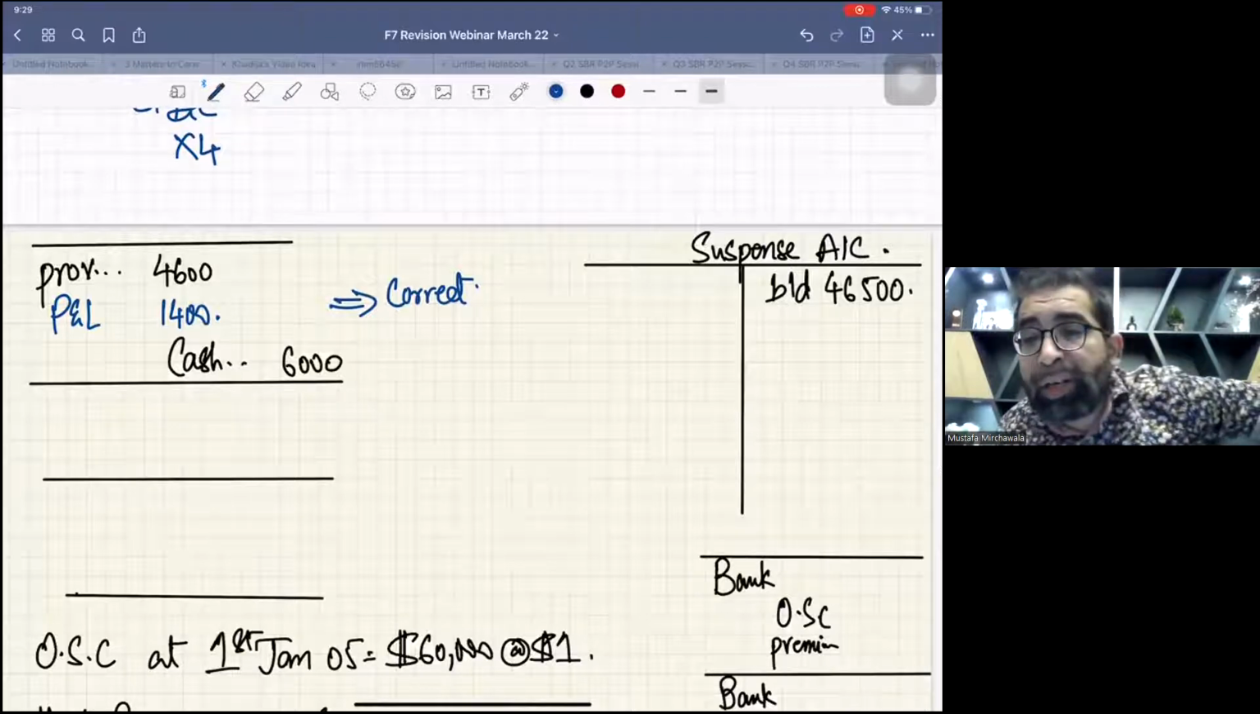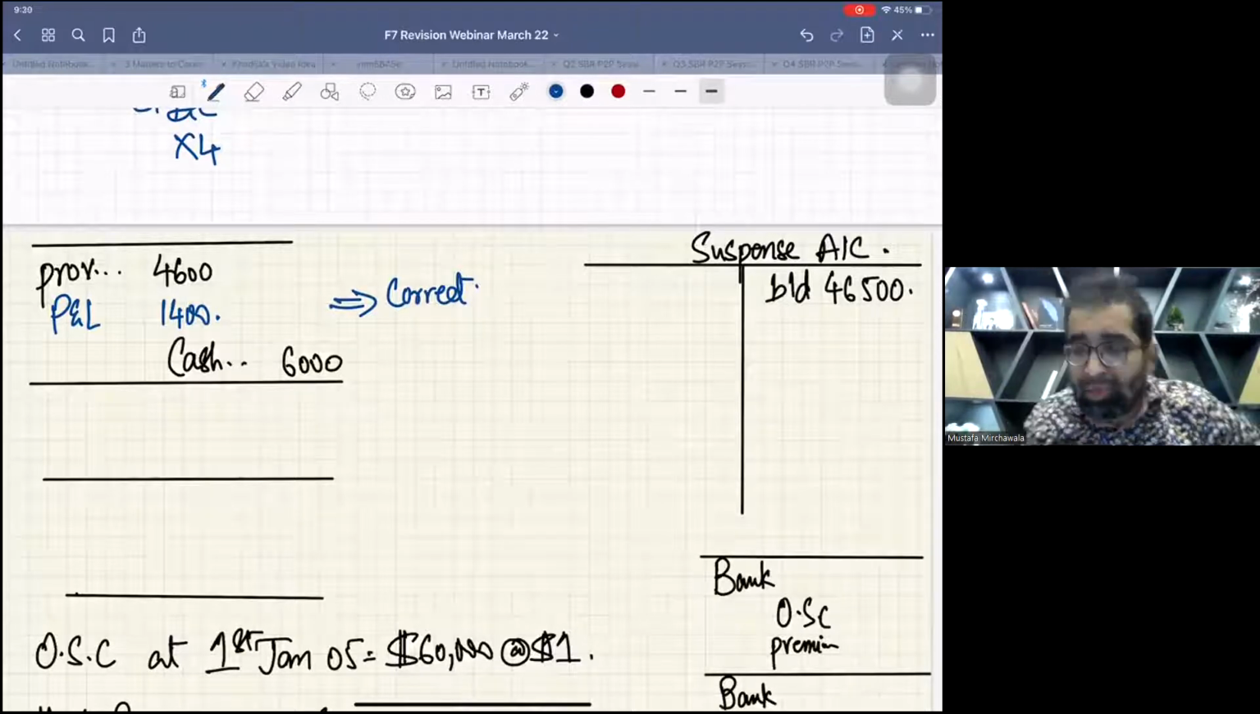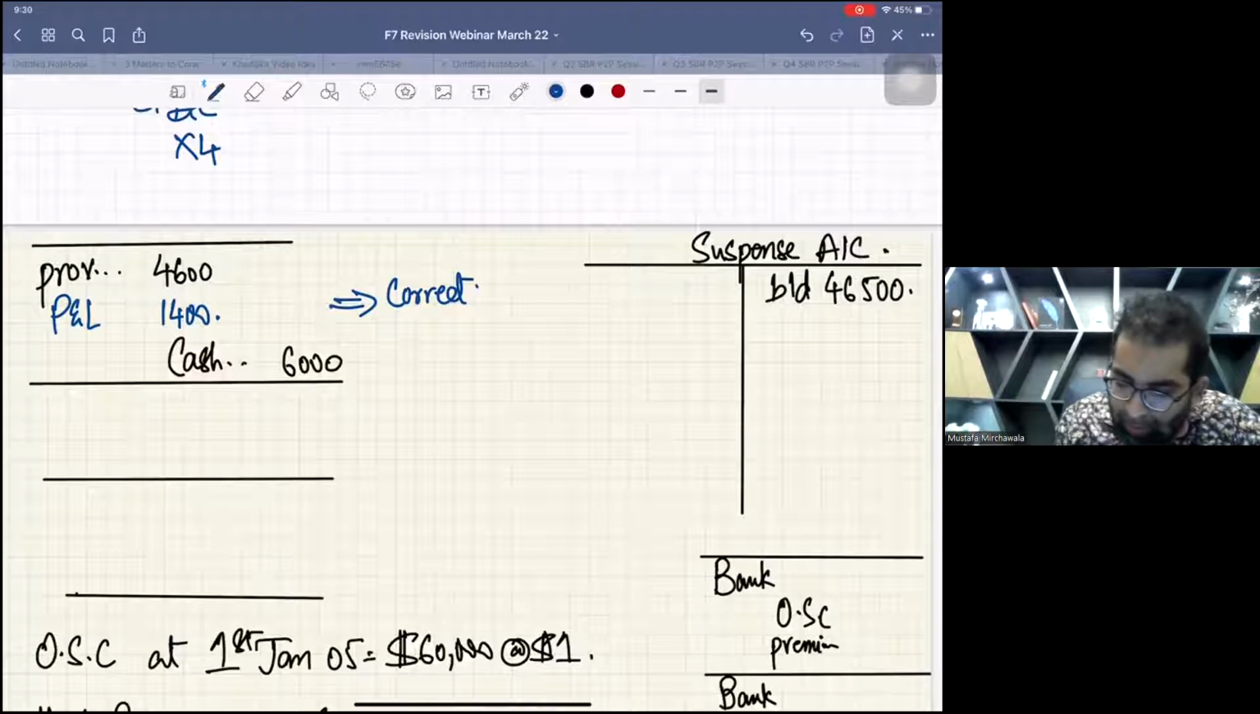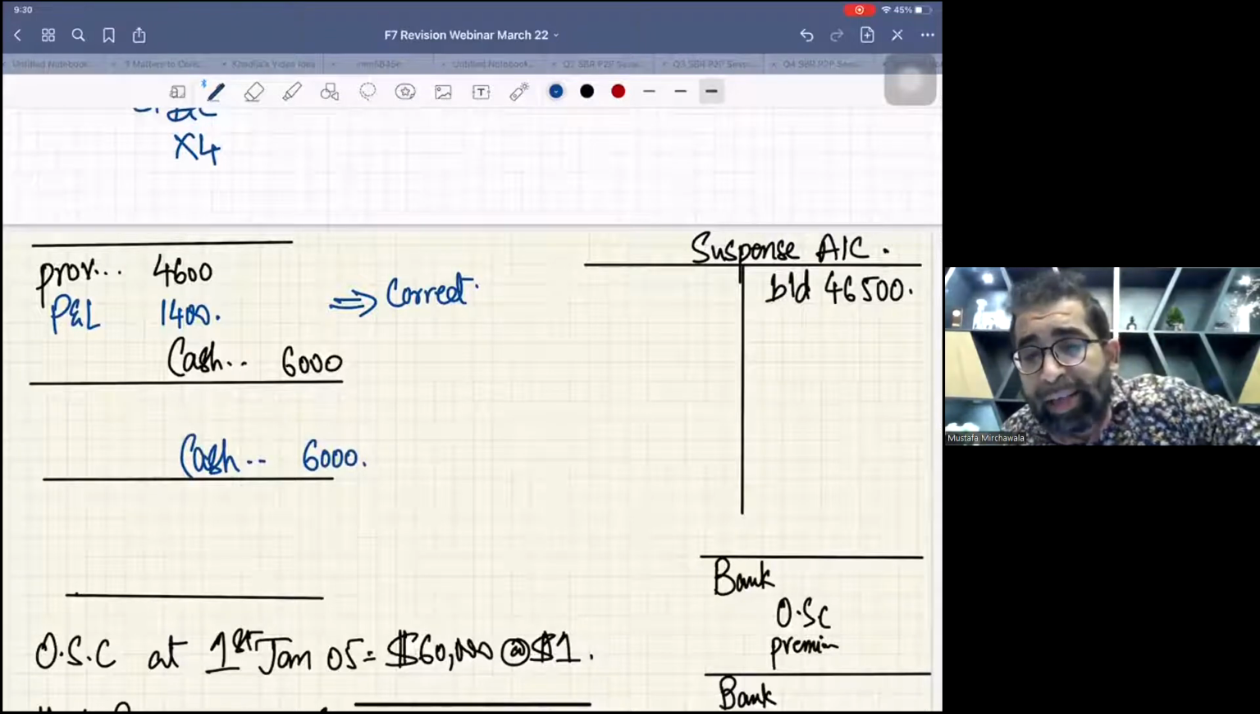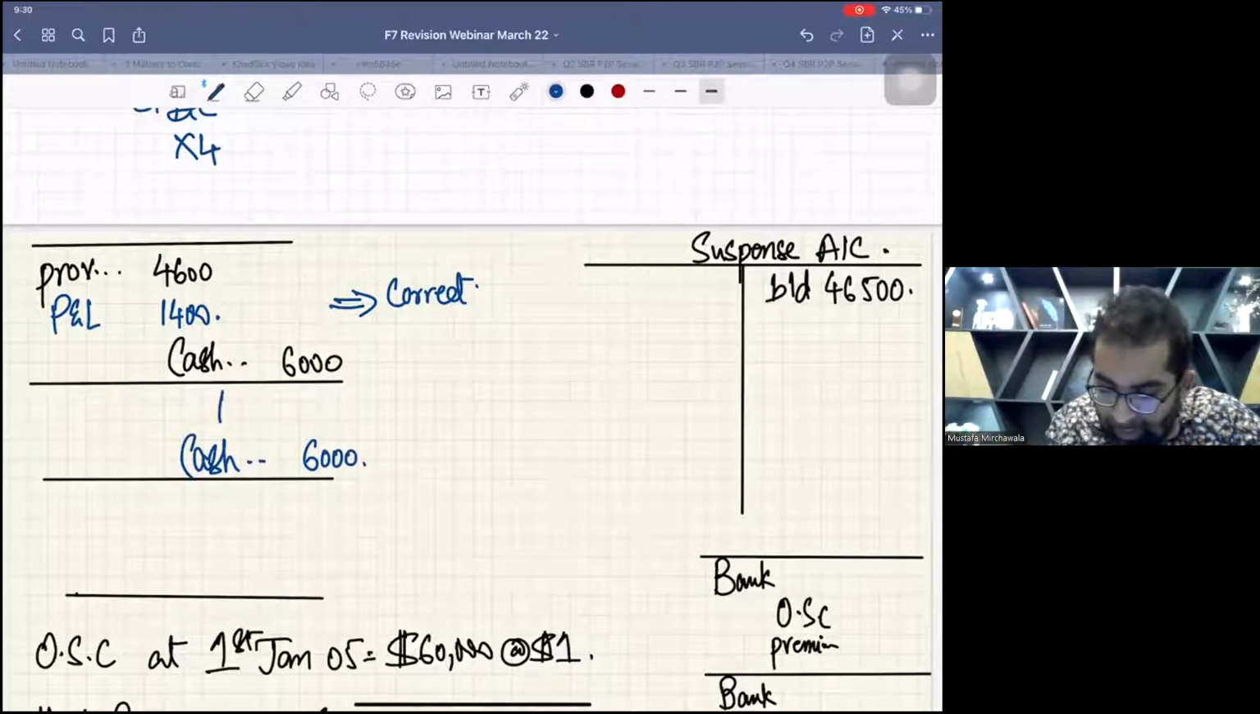Now, this stupid accountant only credited the cash and forgot to debit anything.